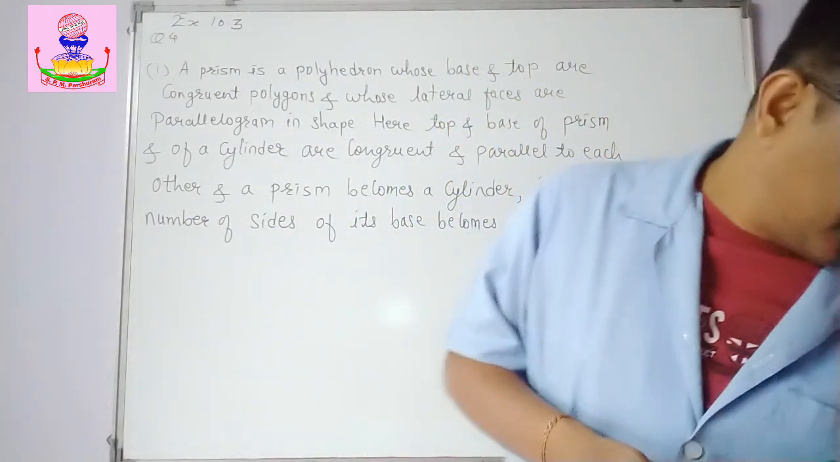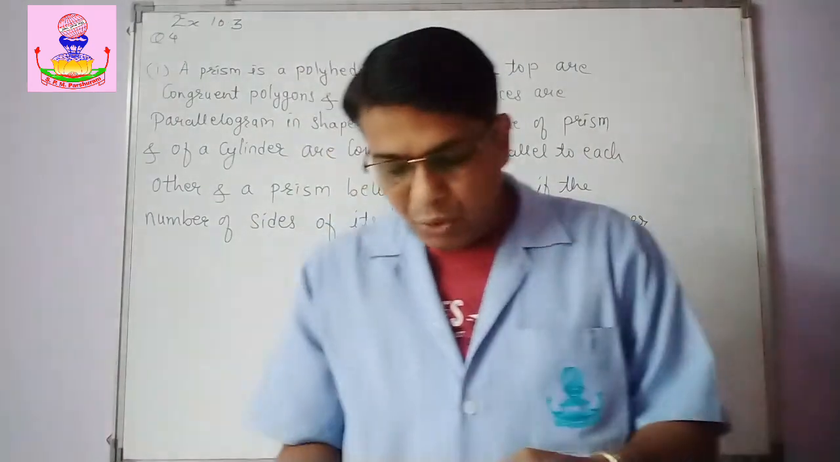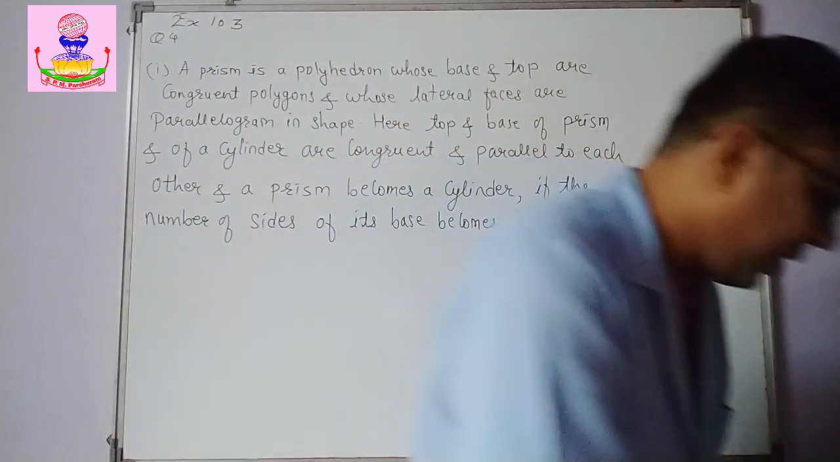And so definitely this prism can finally become a cylinder. So next, second question: How are pyramids and cones alike?